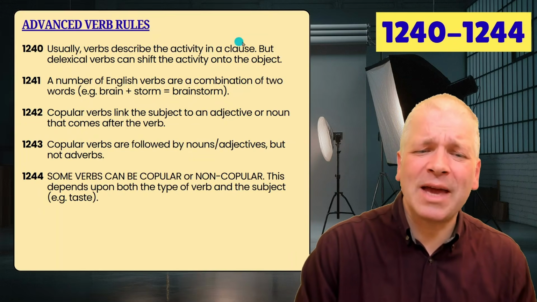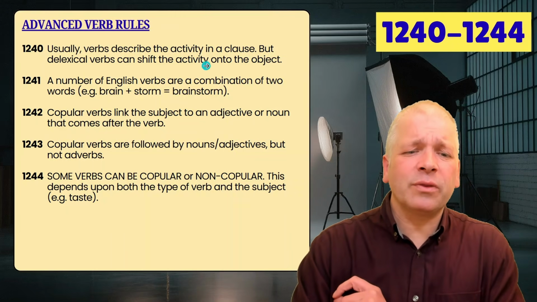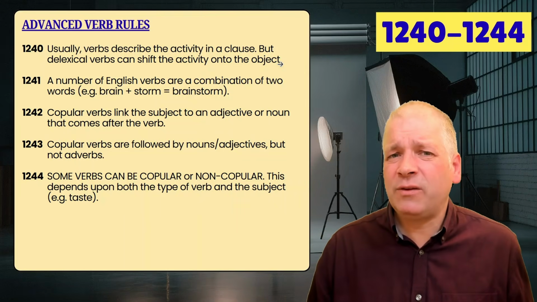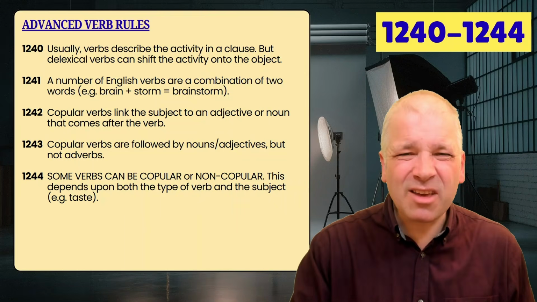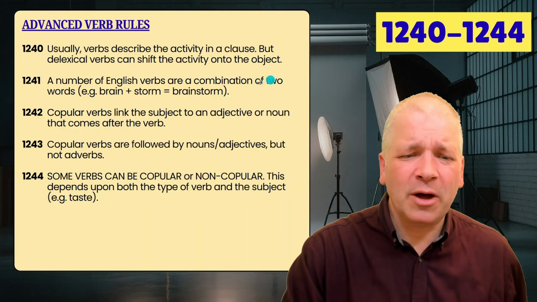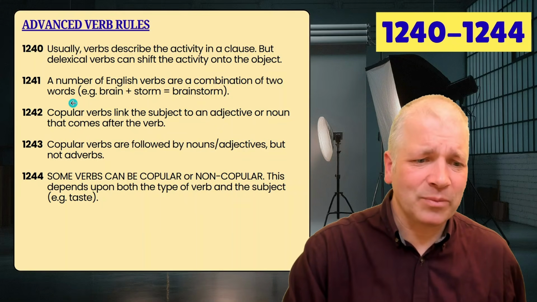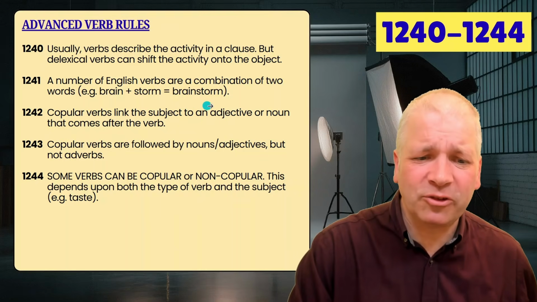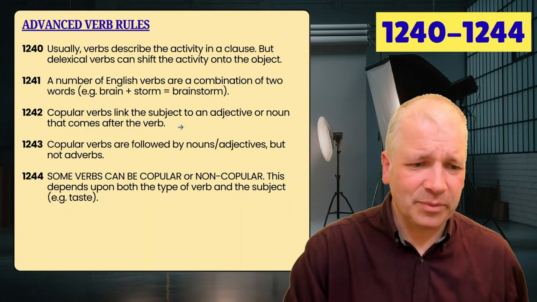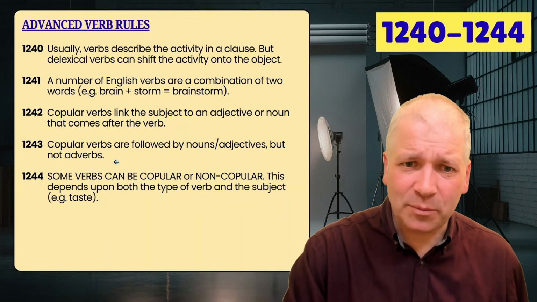Usually verbs describe the activity in a clause, but delexical verbs can shift the activity onto the object, like I'm going swimming. What's the activity? Swimming. But the verb is go. It's delexical in this case. A number of English verbs are a combination of two words. Brainstorm comes from two individual words. Copular verbs link the subject to an adjective or noun that comes after the verb. Copular verbs are followed by nouns and adjectives, but not adverbs.